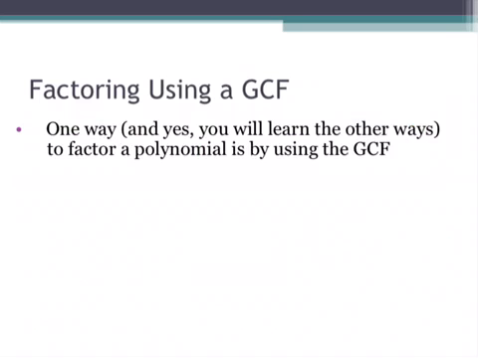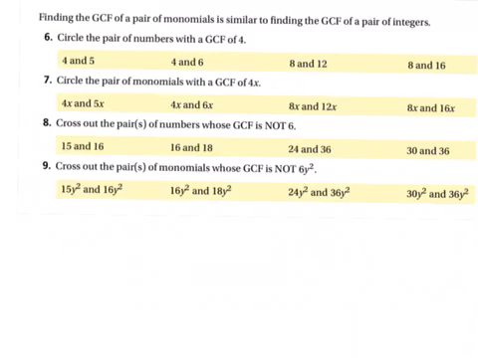One way to factor a polynomial is by using the greatest common factor. To find the greatest common factor for our polynomials, we want to find the largest factor that goes evenly into both of the monomials. Let's look at a pair of integers to see if we can work our way through this. The greatest common factor of 4 and 5 is not it. 4 and 6 have a greatest common factor of 2. For 8 and 12, 4 is the largest factor that goes evenly into both 8 and 12. 8 and 16, that's not it because the greatest common factor is 8.